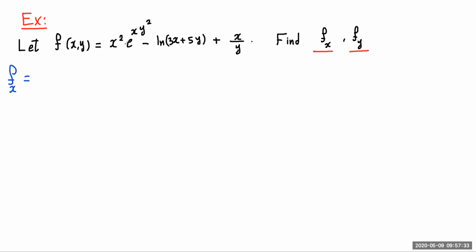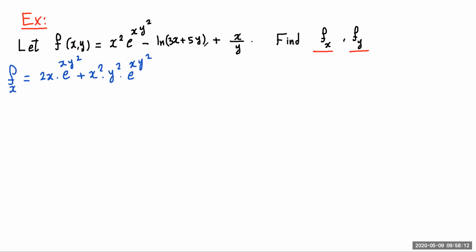So here I have a product. The derivative of the first, the derivative of x power 2, is 2x, times the second, e power x y power 2. Then plus the first, x power 2, times the derivative of the second, treating y power 2 as constant. So it's y power 2, because the derivative of x y power 2 is y power 2, times e power x y power 2.